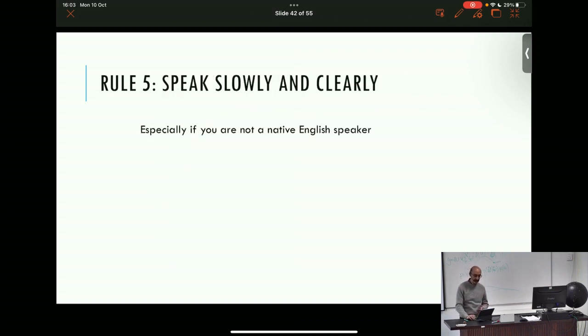Speak slowly and clearly, especially if you're not a native English speaker. I have a strong accent, you may not understand me, so I'm slowing down my normal rate of speech because I want you to understand me. So don't speed up. Make a conscious effort to slow down. And there's also a trick.